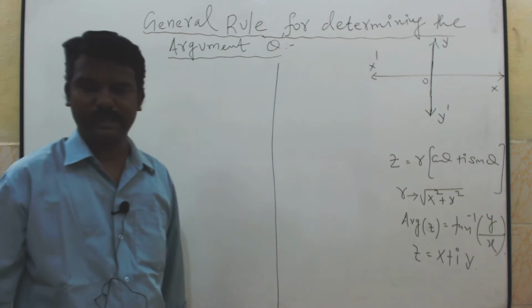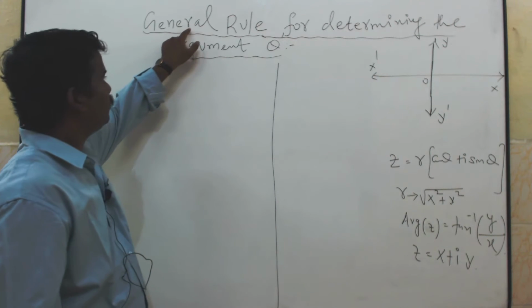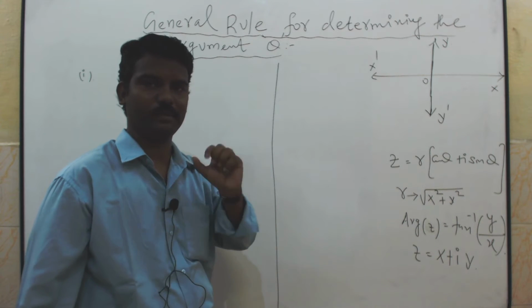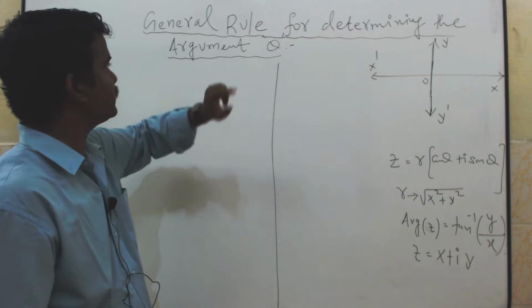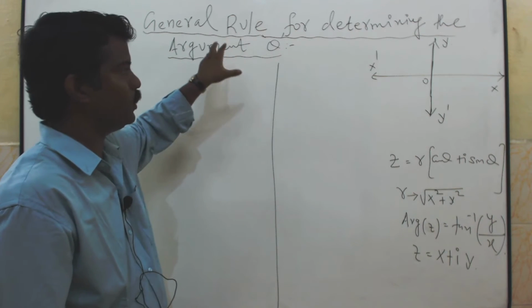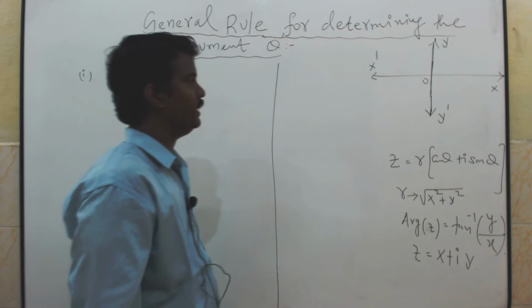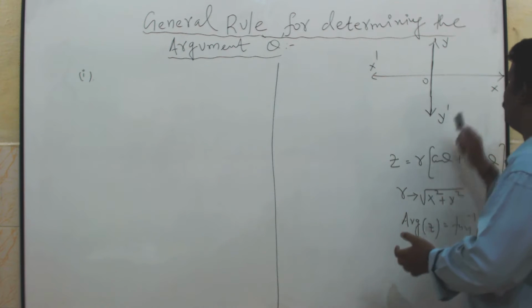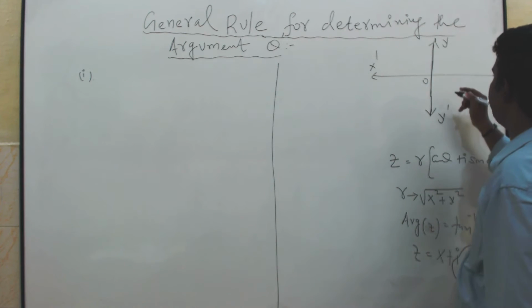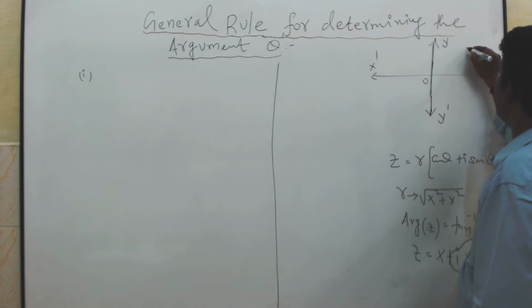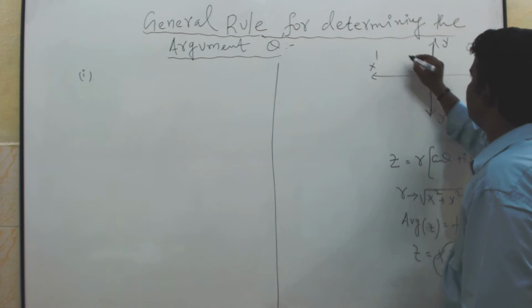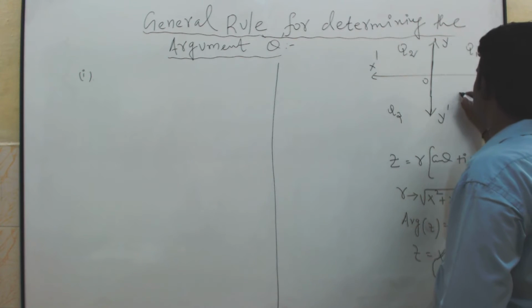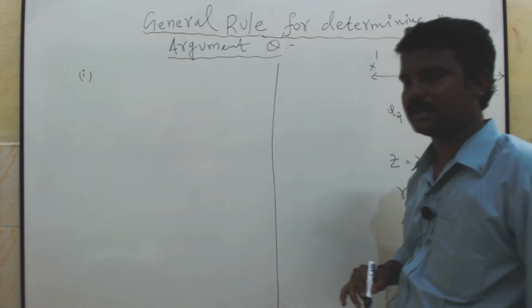Now here we are going to see the next topic, which is how to determine the argument theta. For that there is a rule, a procedure, and that is why the heading is given like that. General rule for determining the argument theta. So for this, basically you have to come to the 11th standard portion, right? This XOY plane has been divided into 4 parts, 4 quadrants. This is the first quadrant, we will call this Q1. This is the second quadrant, Q2. This one is the third quadrant. Finally, this is called the fourth quadrant.